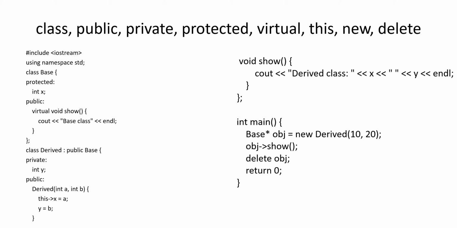This is an example of keywords: class, public, private, protected, virtual, this, new, delete. This example demonstrates object-oriented concepts. The class keyword defines a blueprint. Inheritance is shown using base and derived classes.